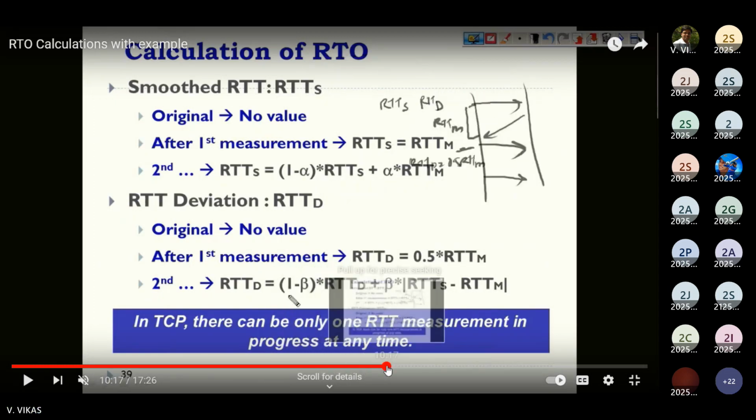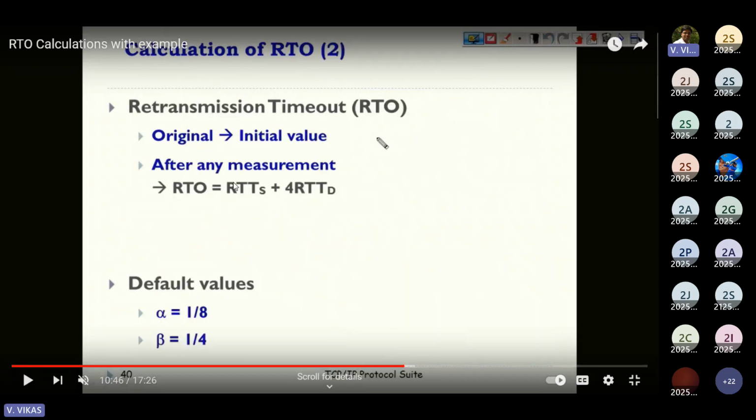Then let me see if I have the RTO value. See here, RTO is calculated based on smoothed RTT plus 4 times RTT deviation. Typically, we use alpha and beta as 1/8 and 1/4. But whenever we get a retransmission timeout, we are not considering the RTO value as RTTS plus 4 times RTTD, but we are just doubling this particular value. Okay, clear, right?